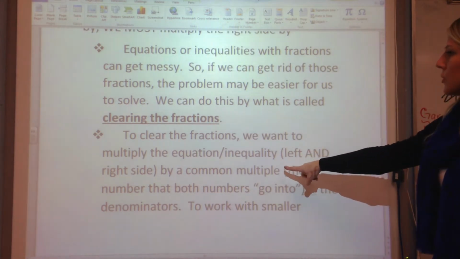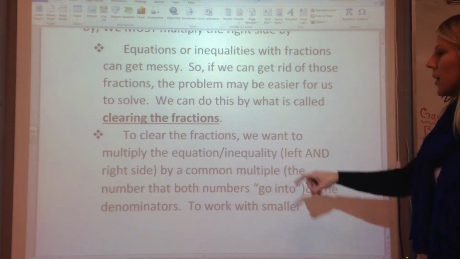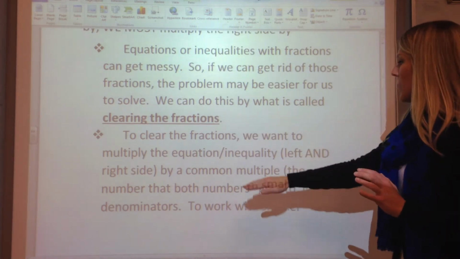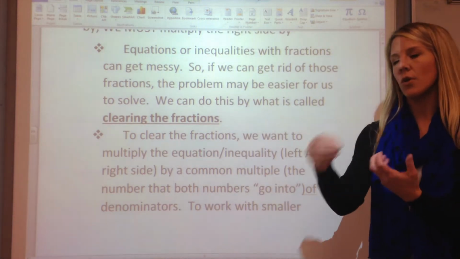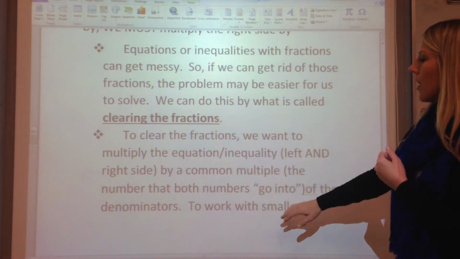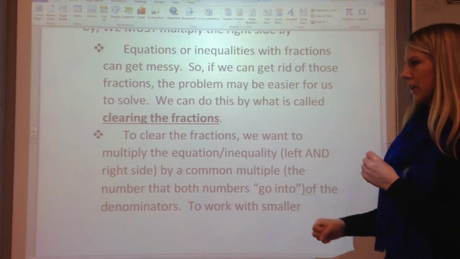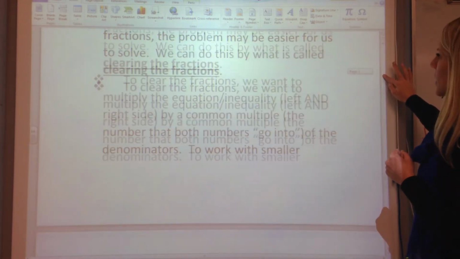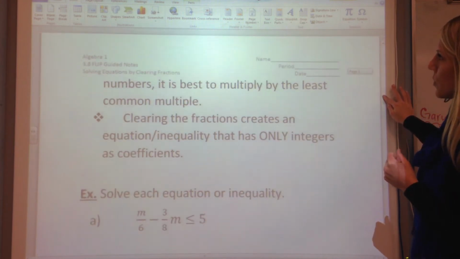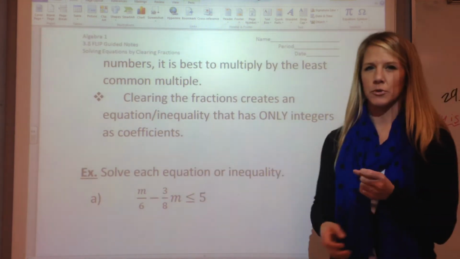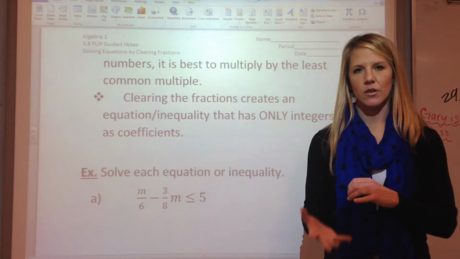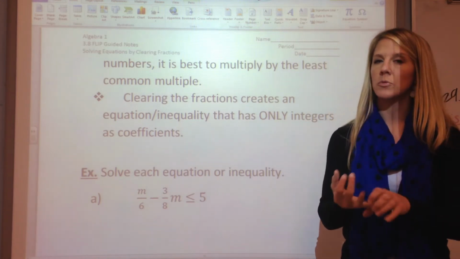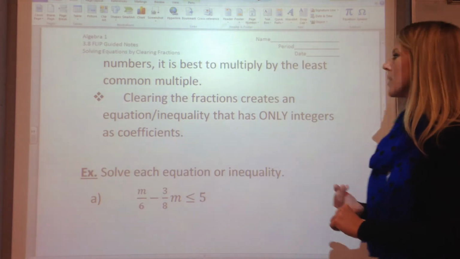So to clear the fractions, we want to multiply the equation or inequality, so the left and the right side, by a common multiple. So a common multiple is a number that both numbers go into, a common multiple of the denominator, or of the denominators. And then if we want to work with smaller numbers, we want to come up with that least common multiple. So I know that you've heard of least common denominators. It's the exact same thing. So a common multiple, least common denominator, they are the same.